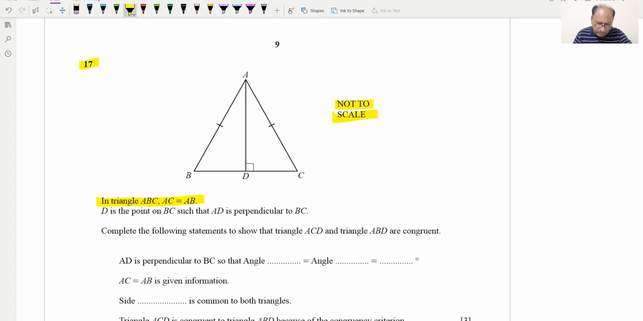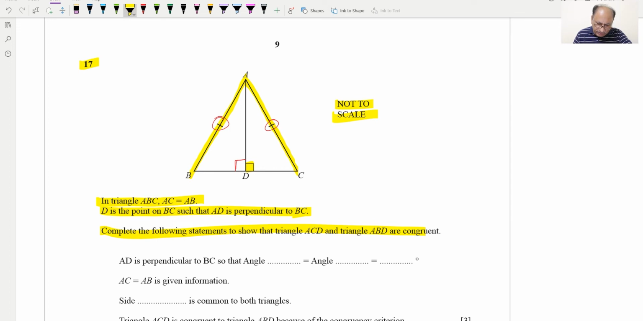In the triangle ABC, AC is equal to AB, so this side AC is equal to AB, and they have indicated with the symbol that these two sides are equal. D is the point on BC such that AD is perpendicular to BC, so this angle is 90 degrees. It means that this angle will also be 90 degrees because BDC is a straight line. Now complete the following statements to show the triangle ACD and triangle ABD are congruent.